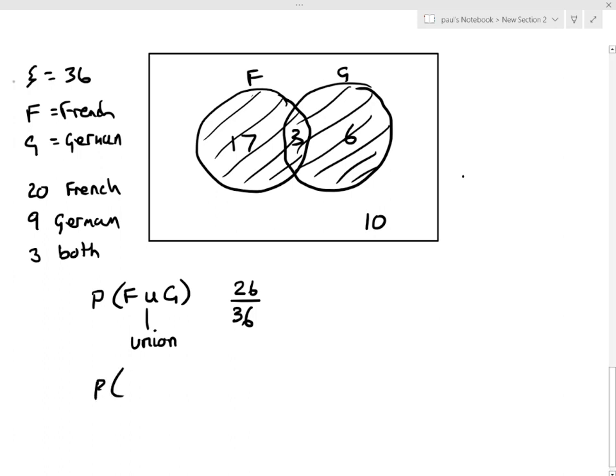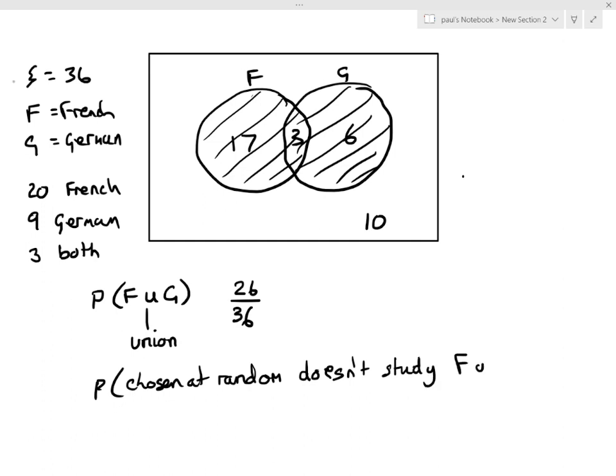So what's the probability of chosen at random, that means everybody, doesn't study French or German. The people that don't study French or German are these 10 people, aren't they? The 10 round the outside, out of 36.